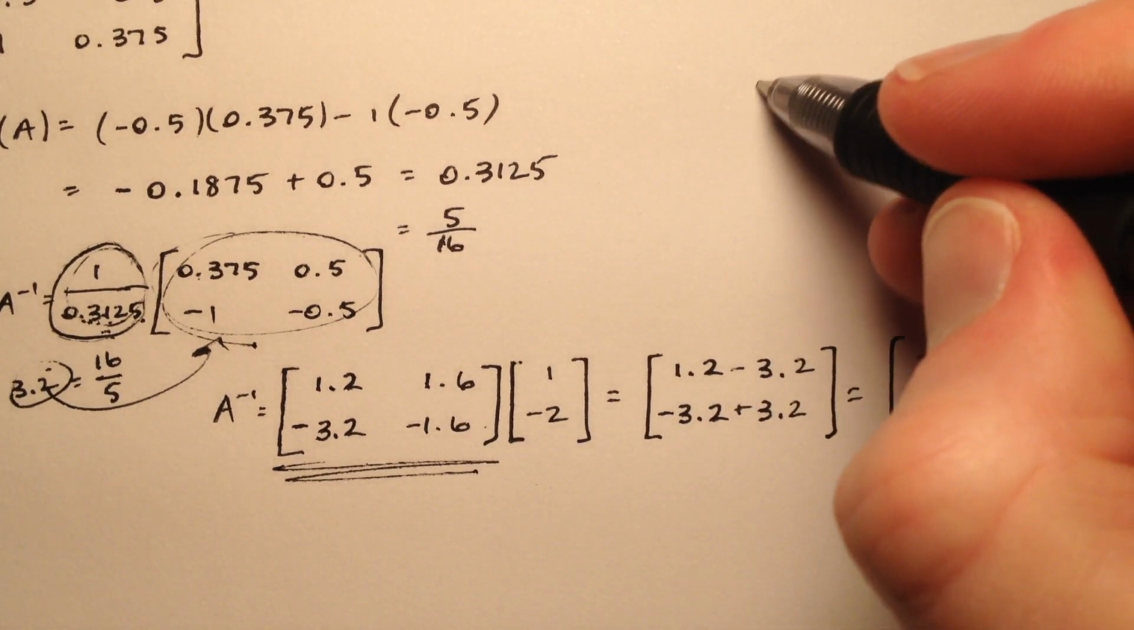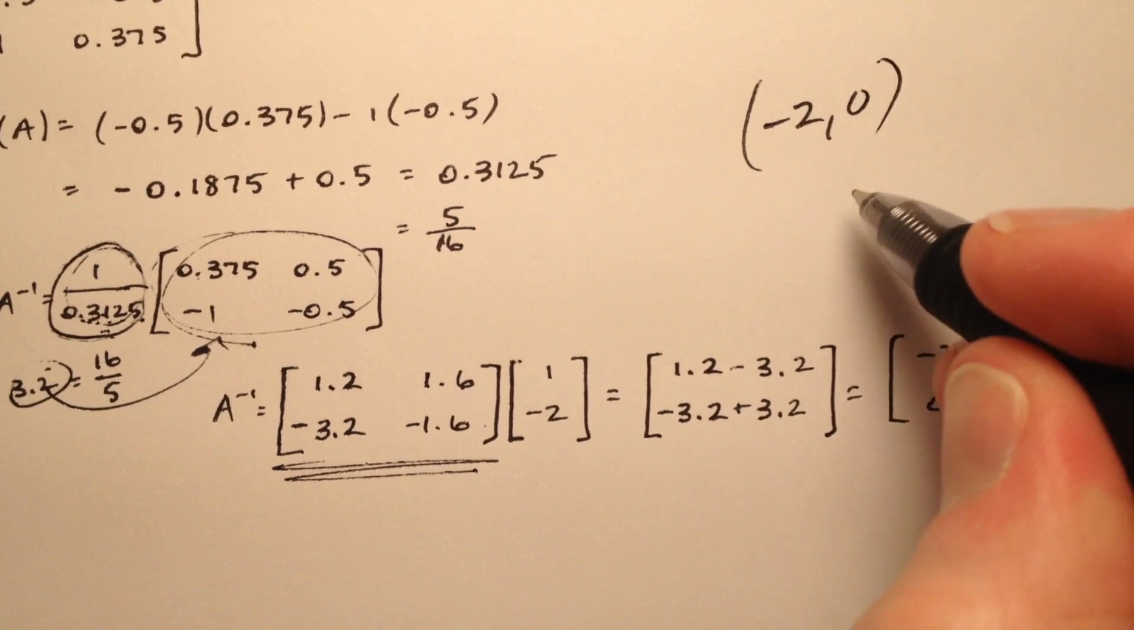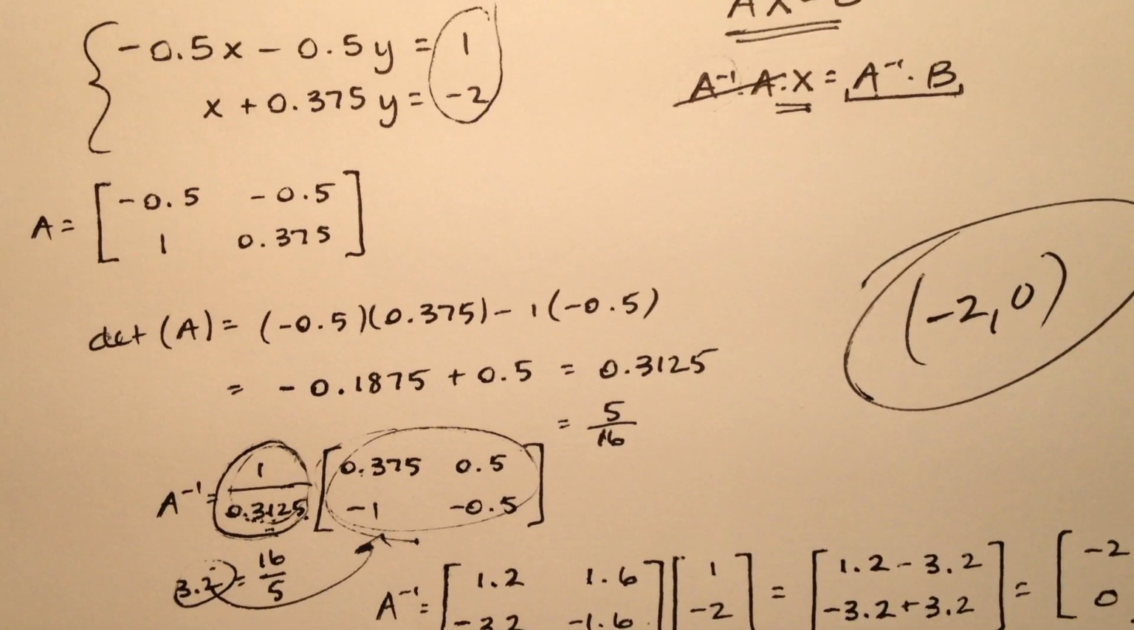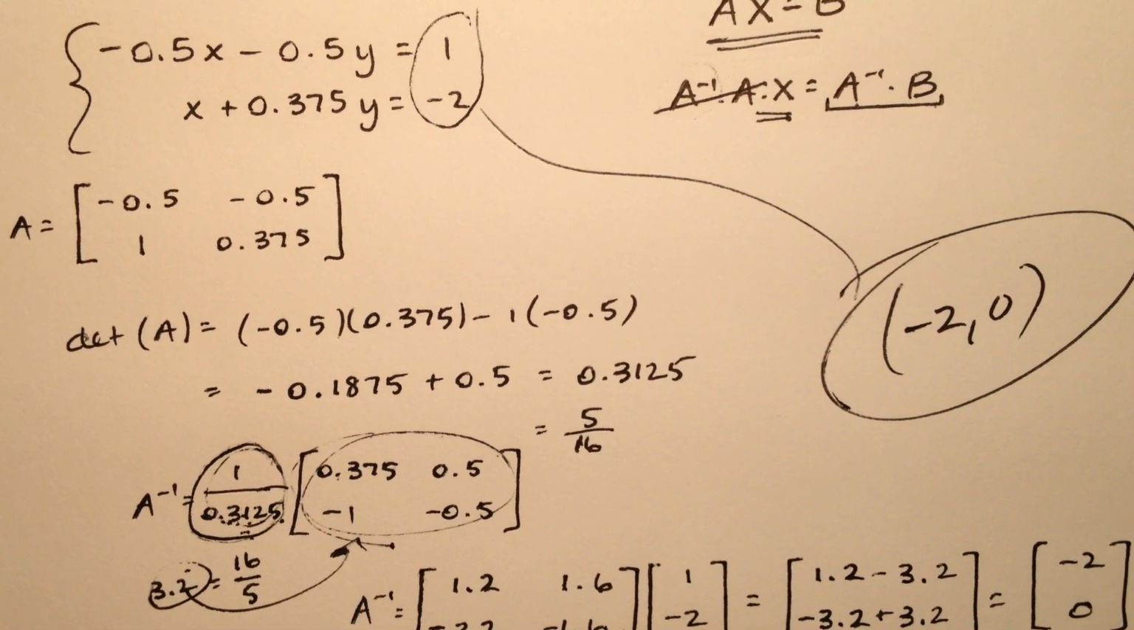So I can write the ordered pair negative 2, 0, and that will be the solution to my original system of equations right up here.